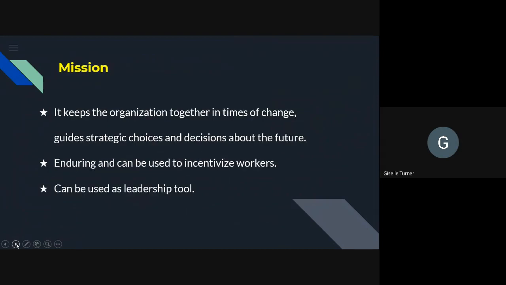So it keeps the organization together in times of change. It guides strategic choices and decisions about the future. It is enduring and it can be used to incentivize workers. And last but not least, it can be used as a leadership tool. Next slide.